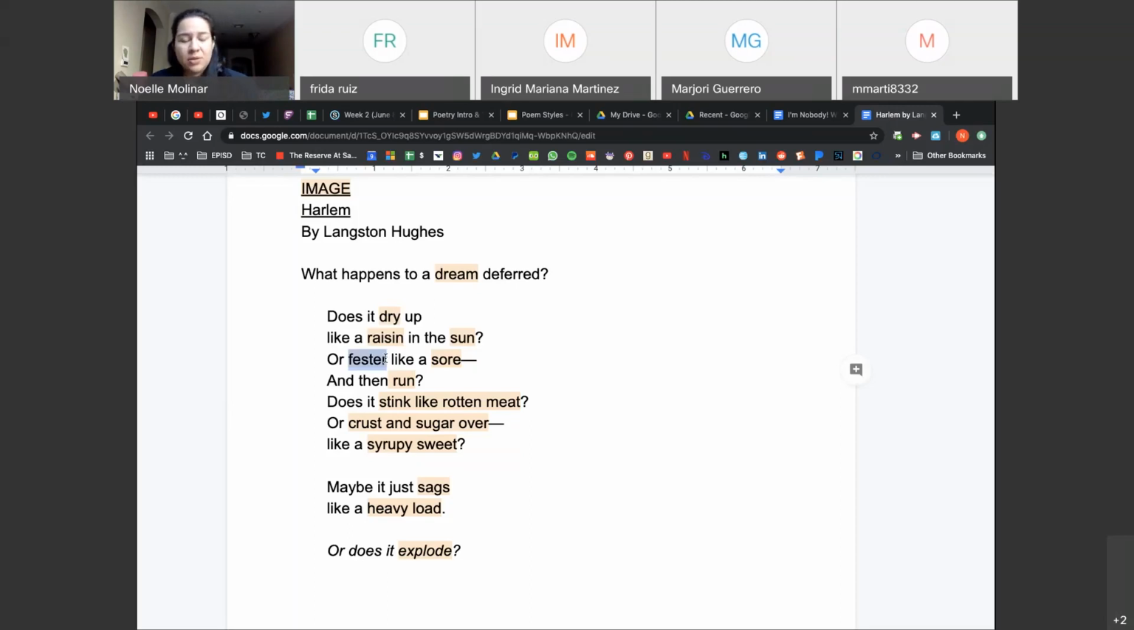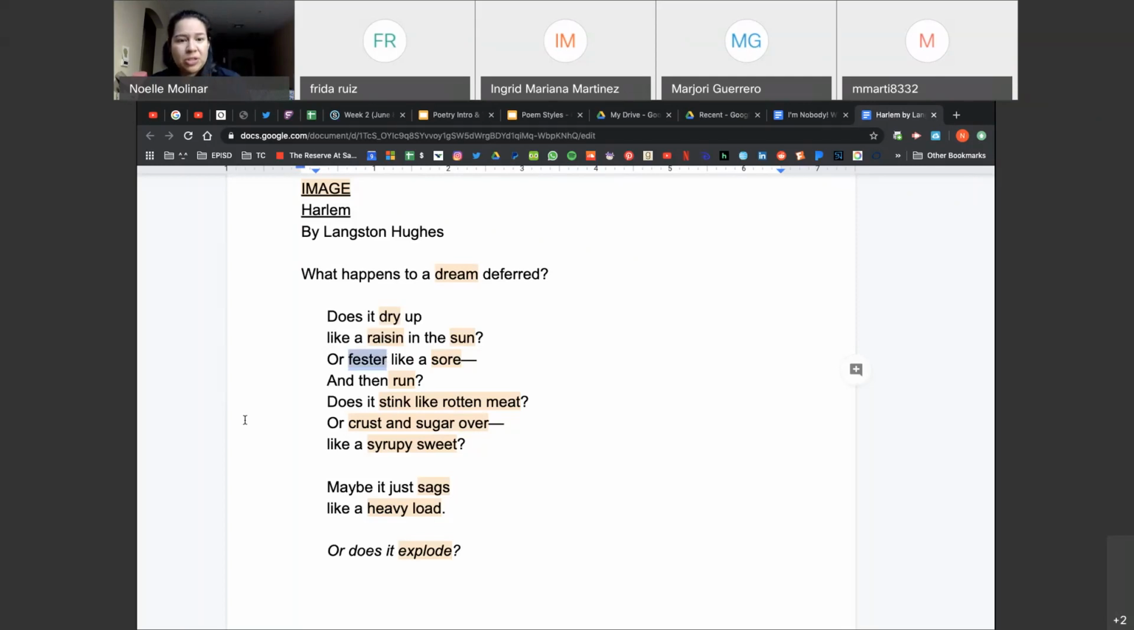And then run. So when you have the image of running, that's a very specific idea. Maybe it's different for me, it's different for you, but the word run gives a big image. And stink like rotten meat. I hope none of you have ever smelled rotten meat, but it's terrible. It's awful. Even just thinking about it right now, I have a terrible image in my mind. Or does it crust and sugar over? I always think of old bananas where they get really sweet. So it's like, ugh, you can't even eat them anymore. And the same thing with syrupy sweet. If there's old fruit, you just really don't want to eat it because it doesn't smell very good.